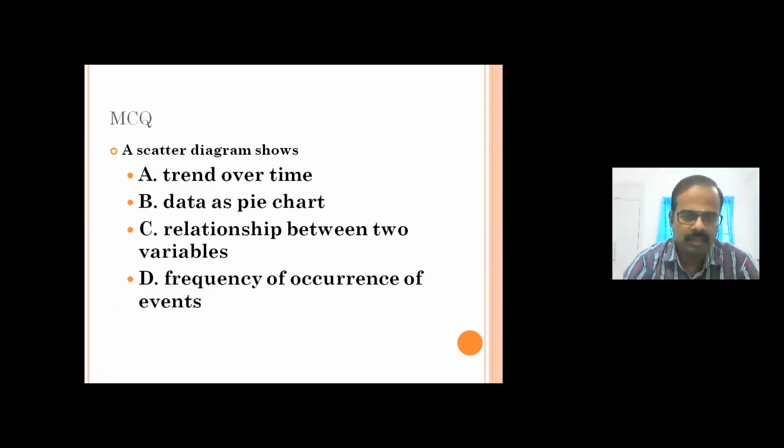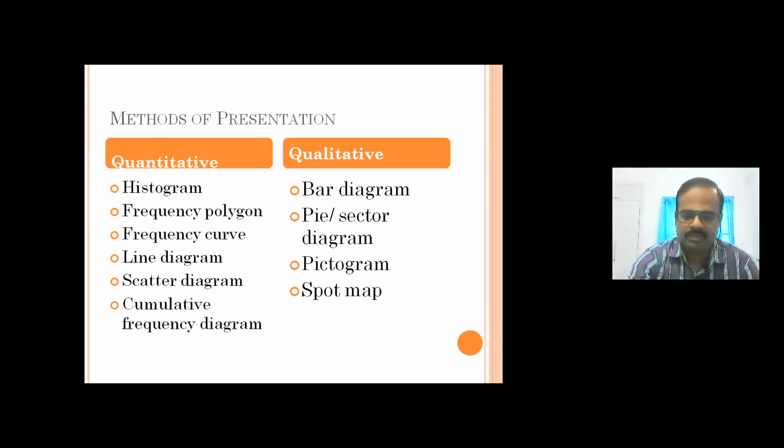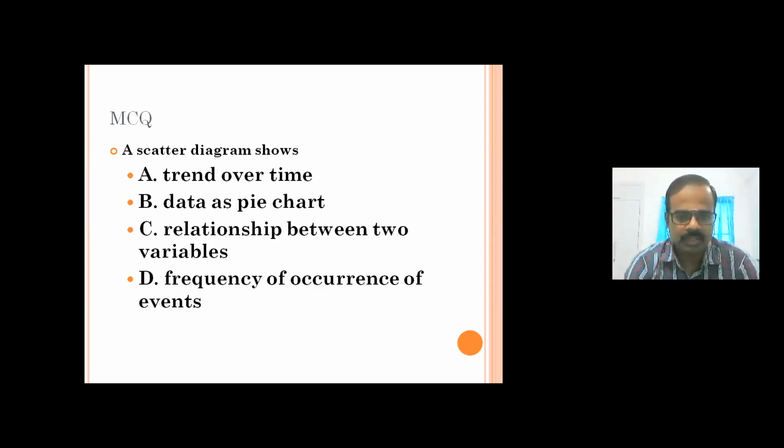Now the question and answer session starts for the students. I call upon the students by name one by one. Raghu, now read the question and try to answer. The scatter diagram shows the relationship between two variables, sir, because trend over time is the line diagram. Fantastic, very good. Yes, what you said is correct, Raghu. So the scatter diagram shows the relationship between two variables. That is, answer C is the correct answer.